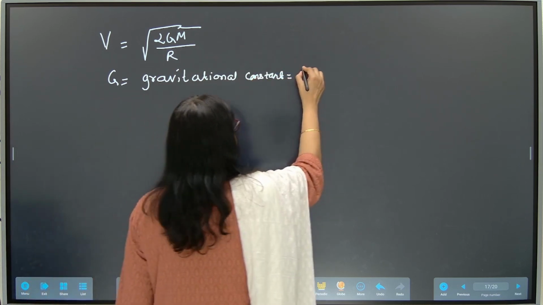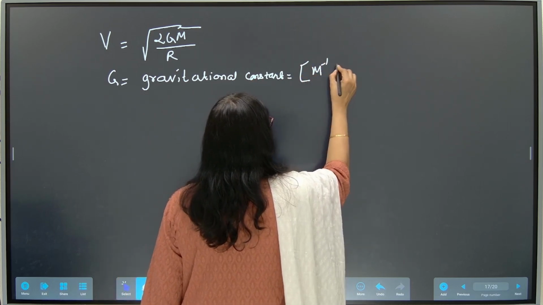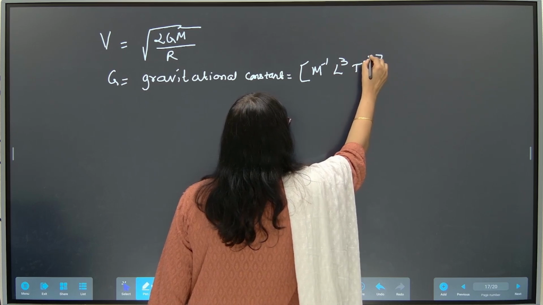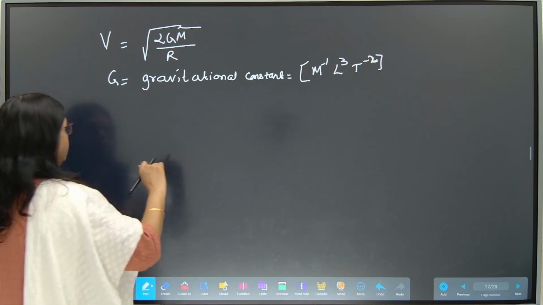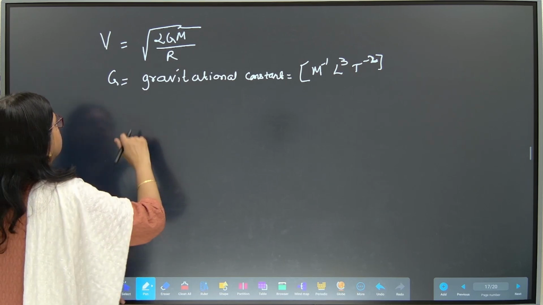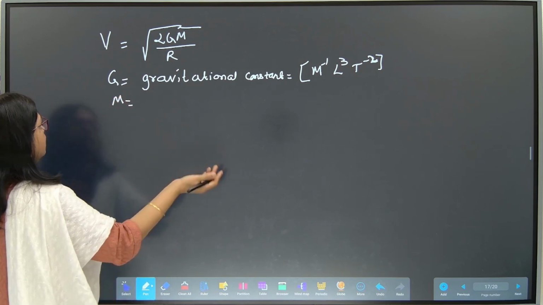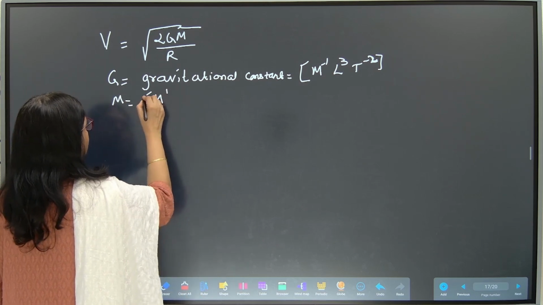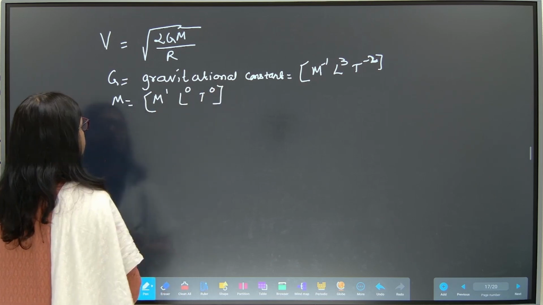What is its dimension formula? This is also from memory, so remember it, and derive it from the last pages of the textbook. Fine. G. Then M. M is the mass of the planet, that is, we can take it as the Earth. So M raised to 1, L raised to 0, T raised to 0. This is the dimension formula.